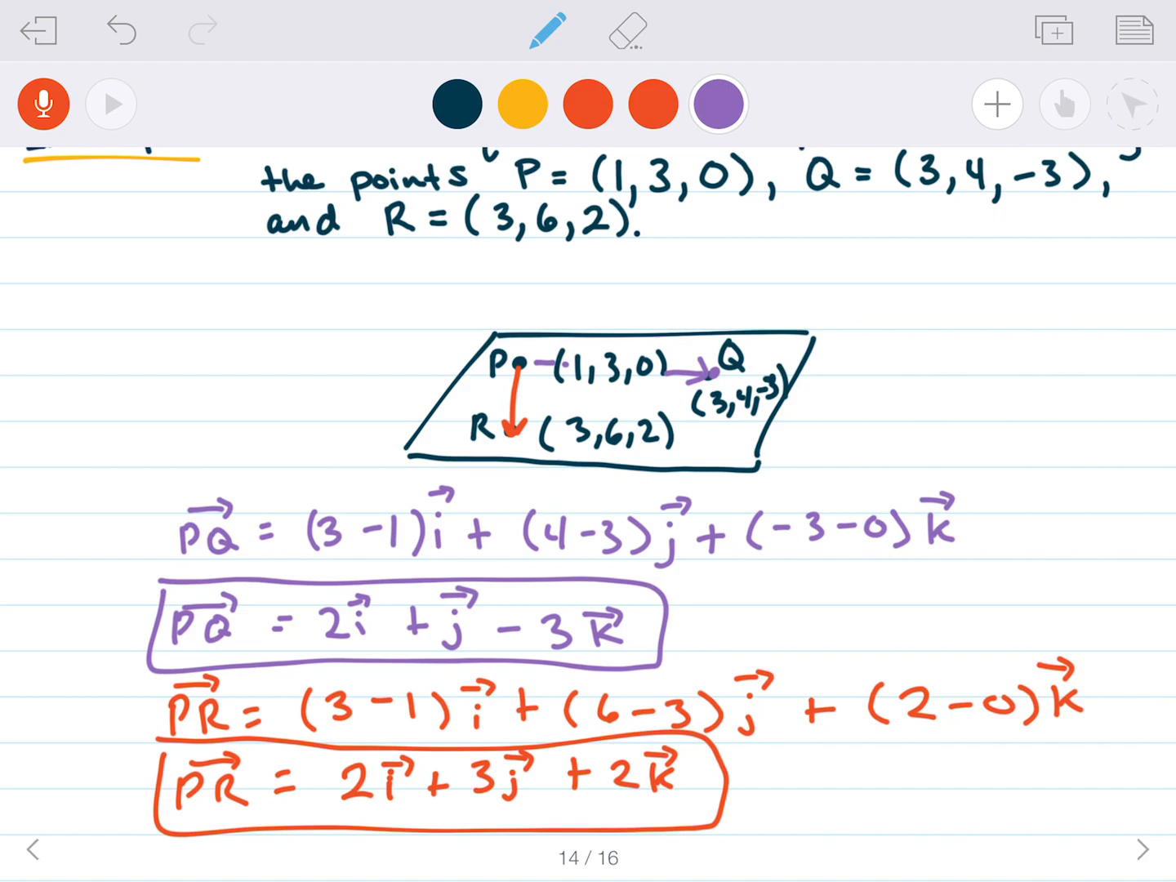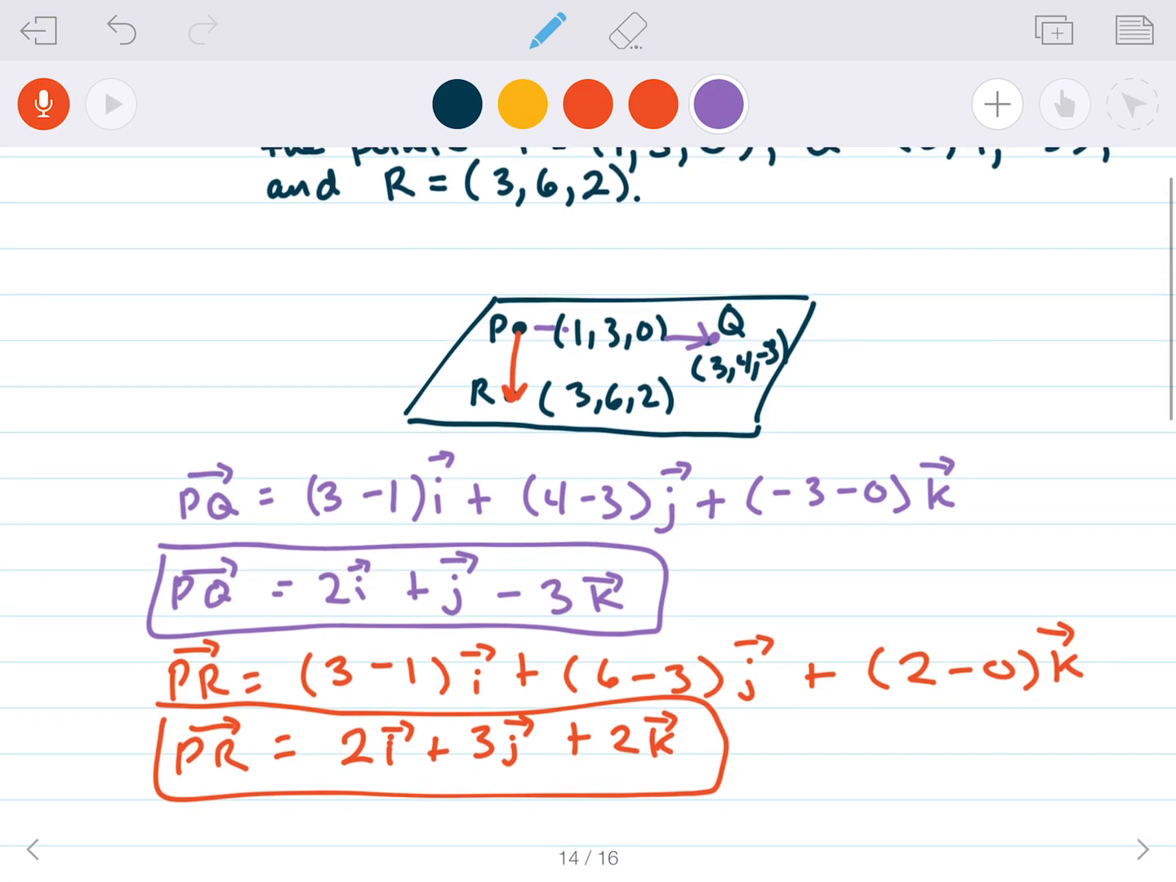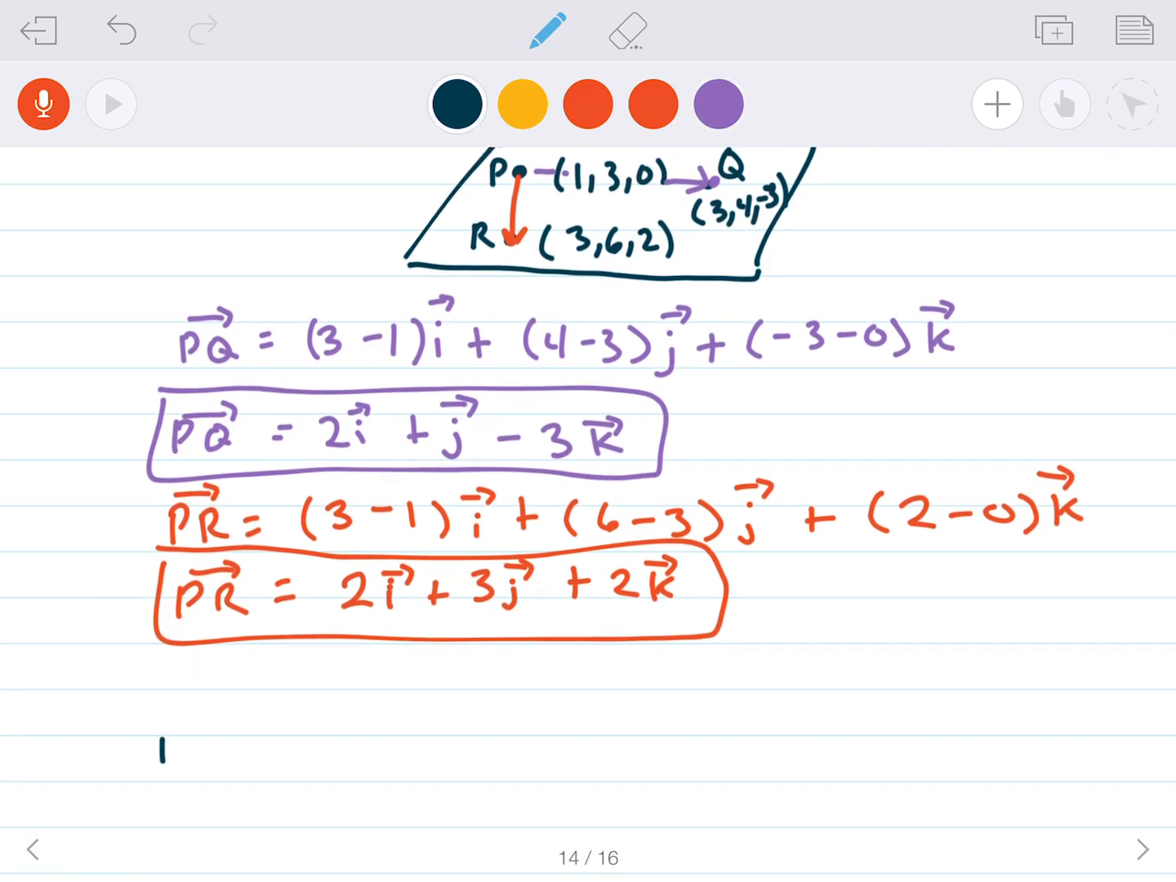Okay? So again, if we take the cross product of PQ and PR, these two displacement vectors on our plane here, we're going to get a normal vector. So we're going to get a vector that's perpendicular to both PQ, PR, and any other displacement vector on our plane. Okay, so let's figure out what PQ cross PR is.